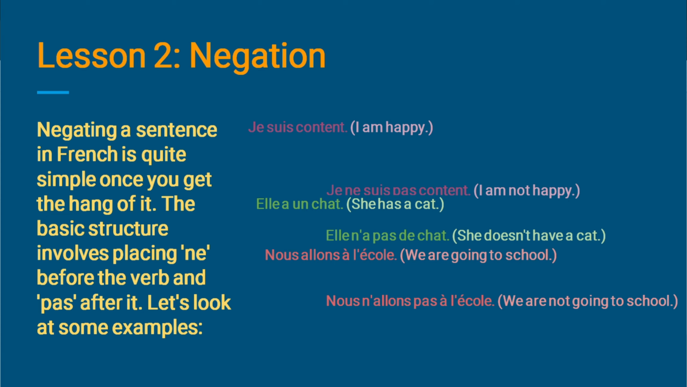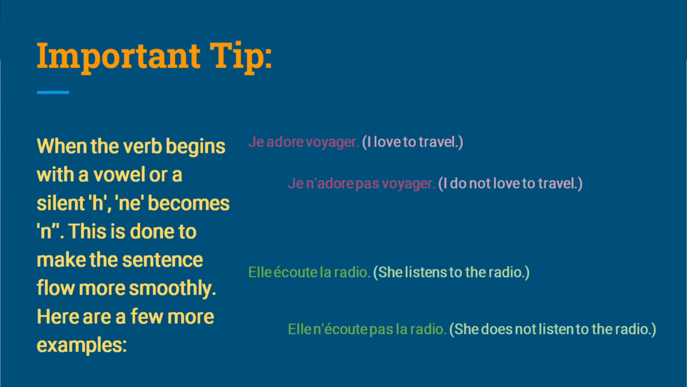Nous allons à l'école. We are going to school. Nous n'allons pas à l'école. We are not going to school. Important tip. When the verb begins with a vowel or a silent H, ne becomes n'. This is done to make the sentence flow more smoothly.